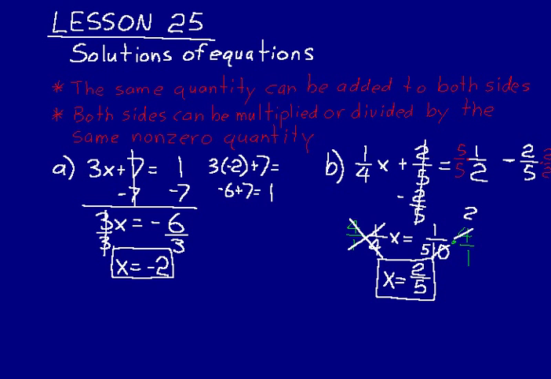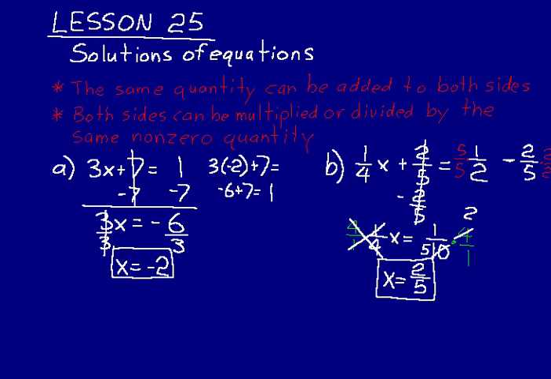So in order to solve these more complicated equations where there's addition and multiplication in there, you do the addition rule first. The same quantity can be added to both sides. It doesn't change the solution. And then you do the multiplicative rule, or multiply, divide both sides by the same non-zero quantity. You do that second.